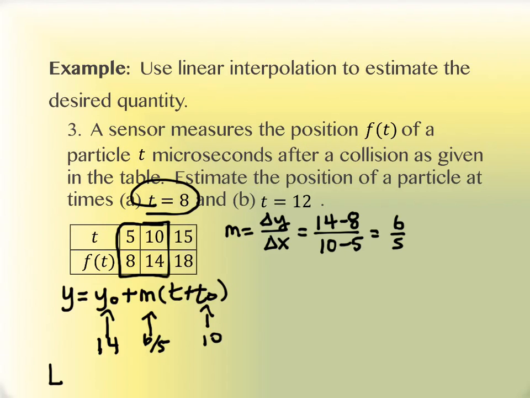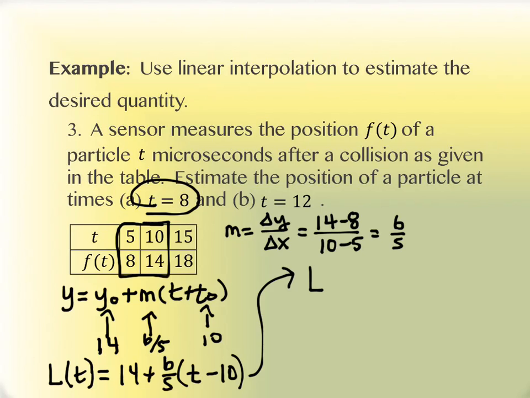So my linear approximation, I'll call it L of x, is equal to 14 plus 6 over 5 times t. I shouldn't call it L of x then, I should call it L of t, times t minus 10. This is the linear approximation. And then I want to find this at the t value of 8. So we're going to do 14 plus 6/5 times 8 minus 10. And yes, we get a negative inside the parentheses. That's okay. That's not a problem at all. What do we get for L of 8?